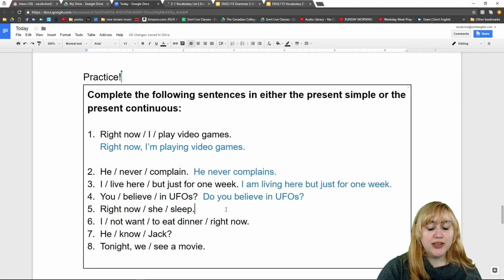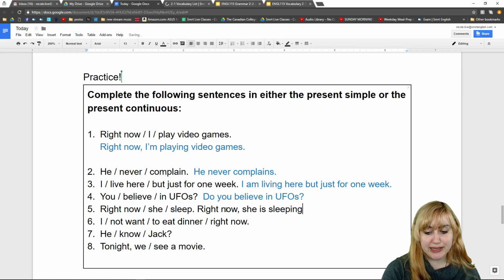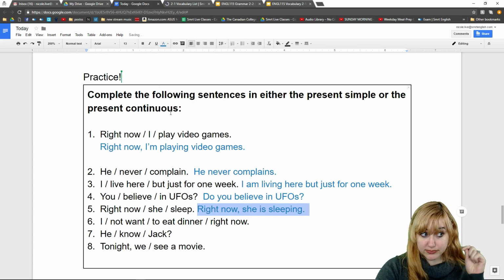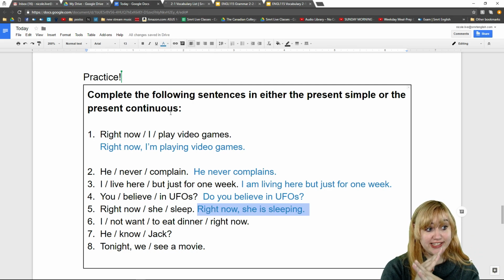Number 5, we're going to use present continuous. We're going to say, right now, she is sleeping. So this is because we're talking about right now and we don't have a state verb. Sleep is not a state verb.